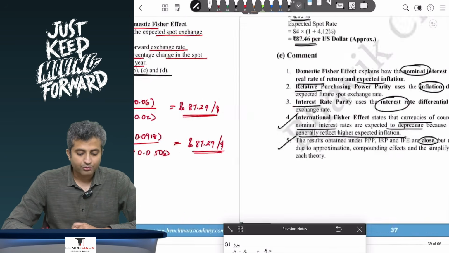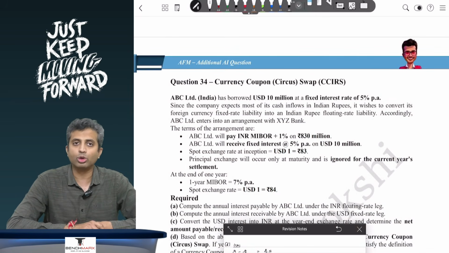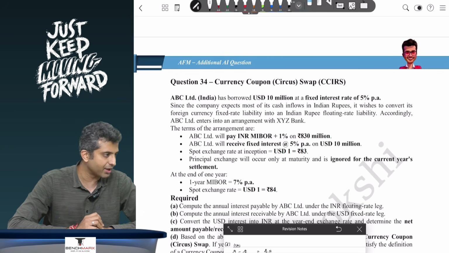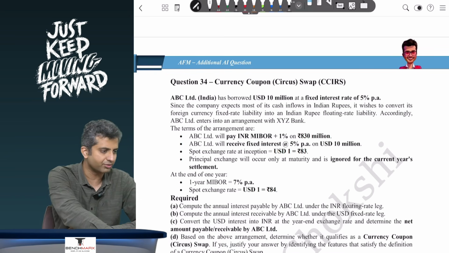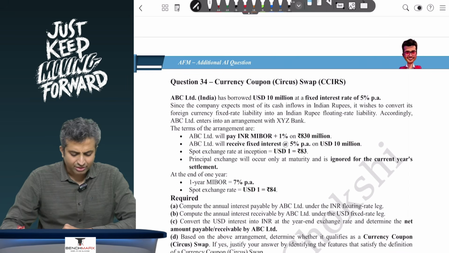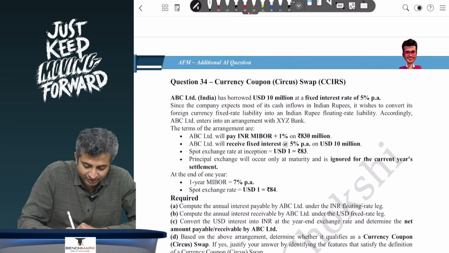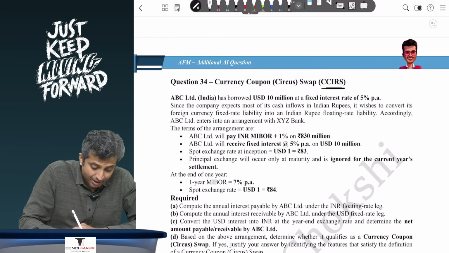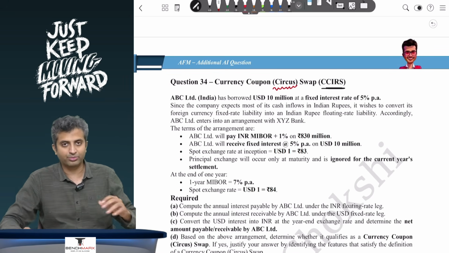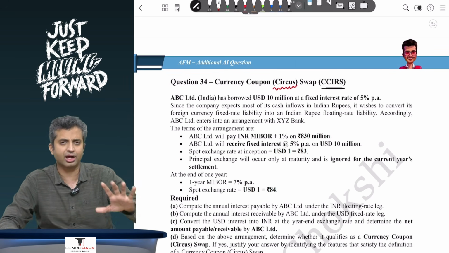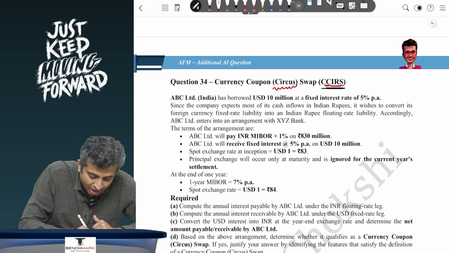So this looks at two important points, the purchasing power parity, and it also looks at the Fisher effect, if it comes in the exam, whether it is a domestic Fisher effect or an international Fisher effect. Next comes the concept of something called a currency coupon swap, CCIRS, but because of the name, it is usually called a Circus swap. Strictly it is CCIRS, that is, IRS is the interest rate swap and CC is the currency coupon swap.